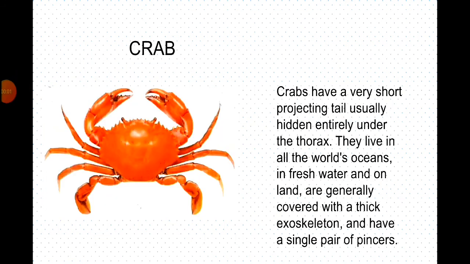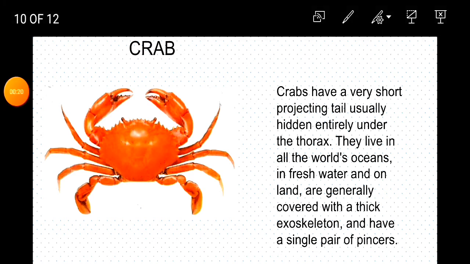Crabs have a very short projecting tail, usually hidden entirely under the thorax. They live in all the world's oceans, in freshwater and on land, are generally covered with a thick exoskeleton and have a single pair of pincers.